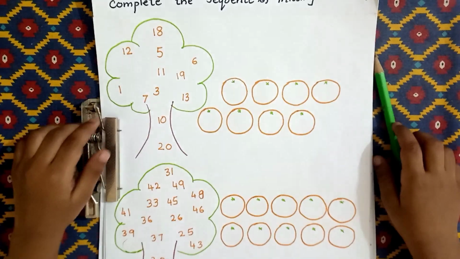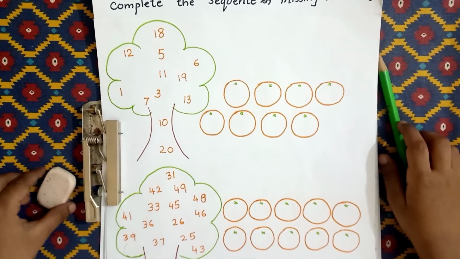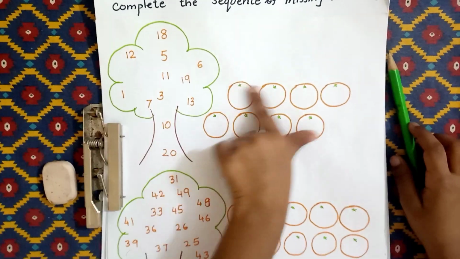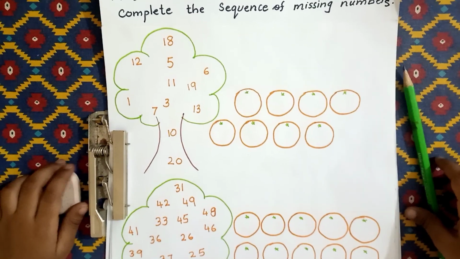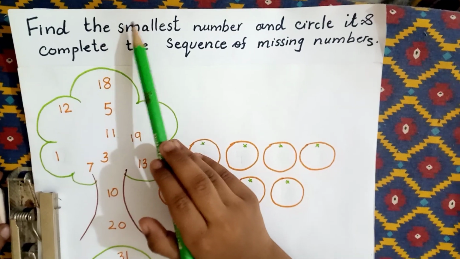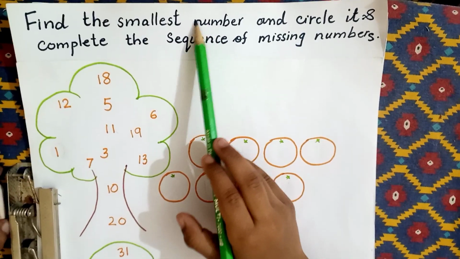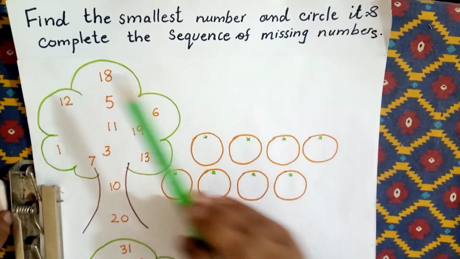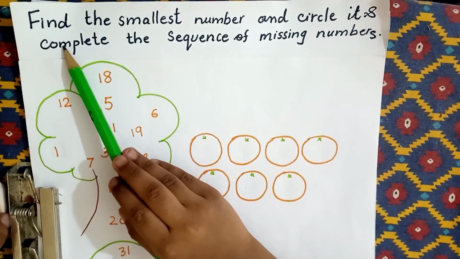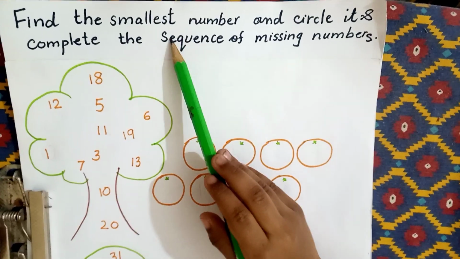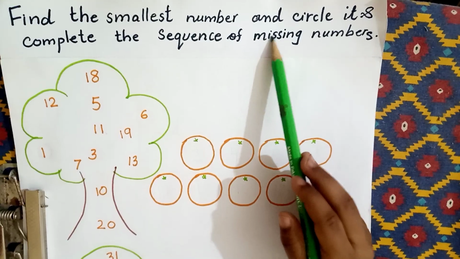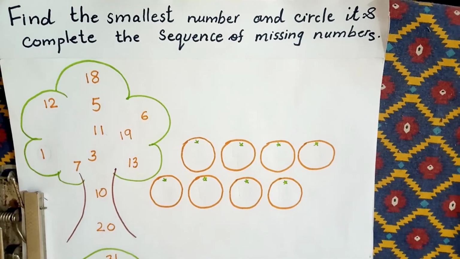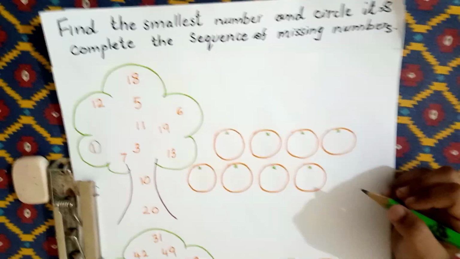Today we are learning a math worksheet. Here are some numbers and some numbers are missing. I have to write here. So let's start. Find the smallest number and circle it, and complete the sequence of missing numbers. So let's start.